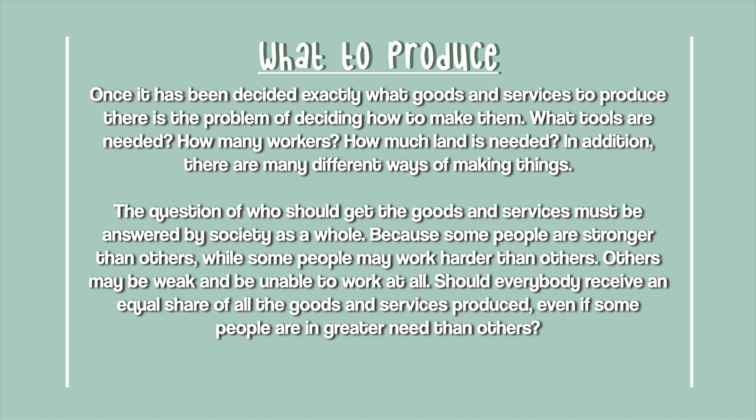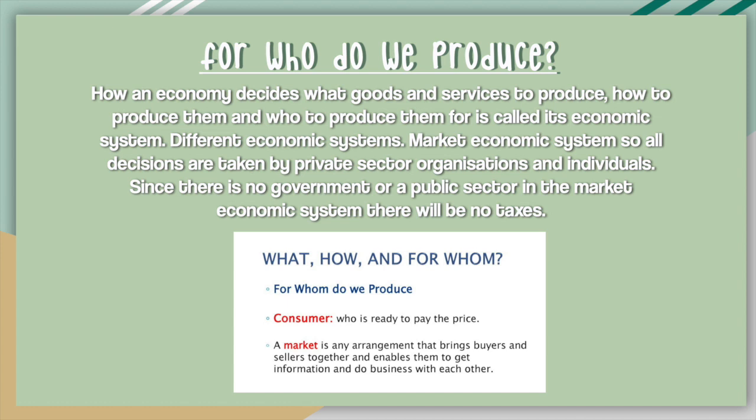Because some people are stronger than others, while some people may work harder than others, others may be weak and unable to work at all. Should everyone receive an equal share of all the goods and services produced, or should some people receive more if they are in greater need than others? How an economy decides what goods and services to produce, how to produce them, and who to produce them for is called its economic system.